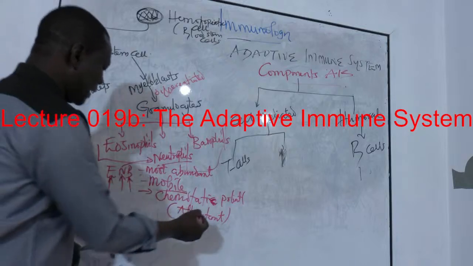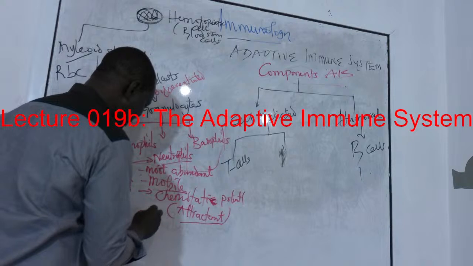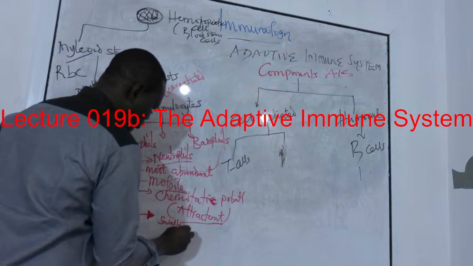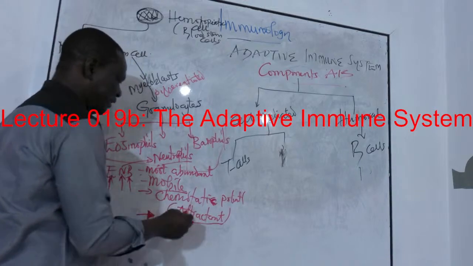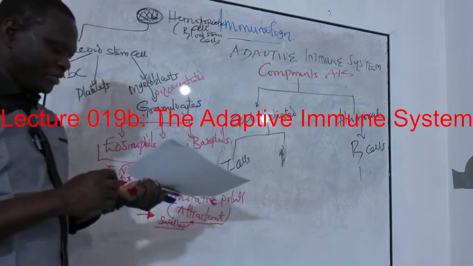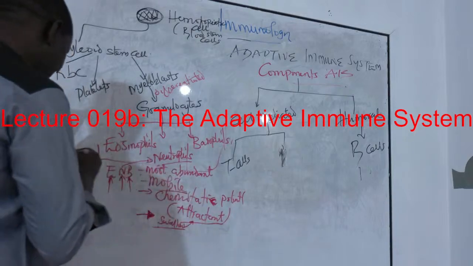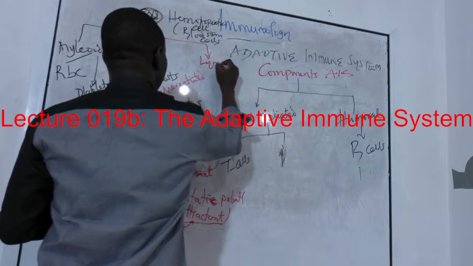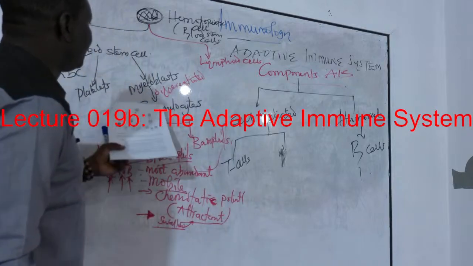So it has that attractant, and it has the ability to swallow and present antigen to T-mediated cells. So we are going to see this. So the second arm is where you have the lymphoid cells, the lymphoid stem cells.